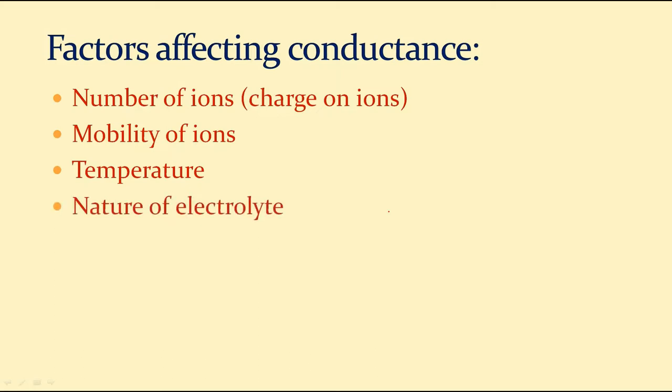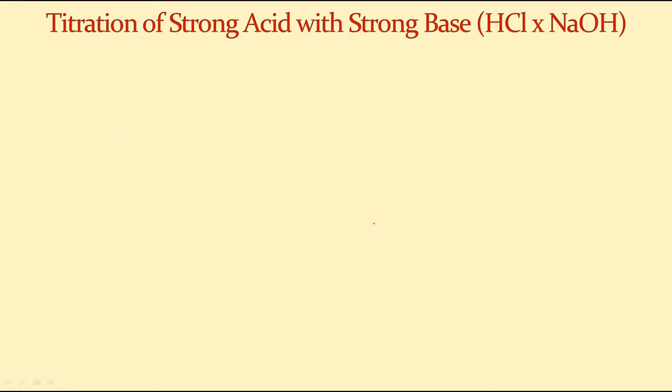And the fourth one, nature of the electrolyte, depending on whether it is a strong electrolyte or weak electrolyte. Here, a strong electrolyte ionizes 100%, producing more ions, so conductance is more in the case of a strong electrolyte, whereas a weak electrolyte is poorly ionized, the number of ions is less, and the conductance is also less. These are the factors which are common for all the experiments we have to explain. Now the first titration, strong acid with strong base, hydrochloric acid against sodium hydroxide titration.